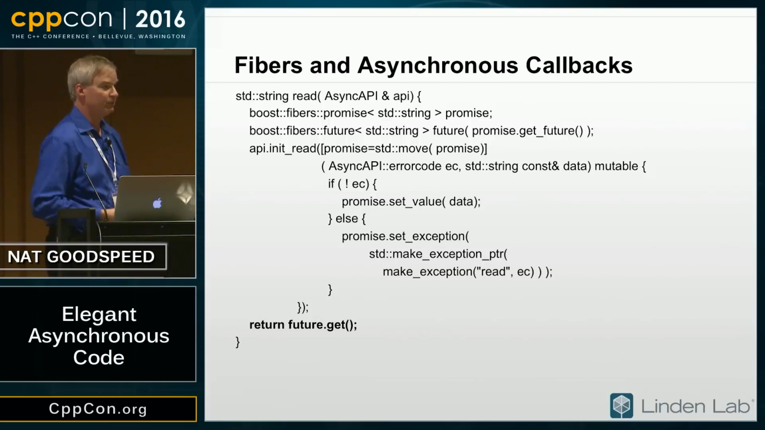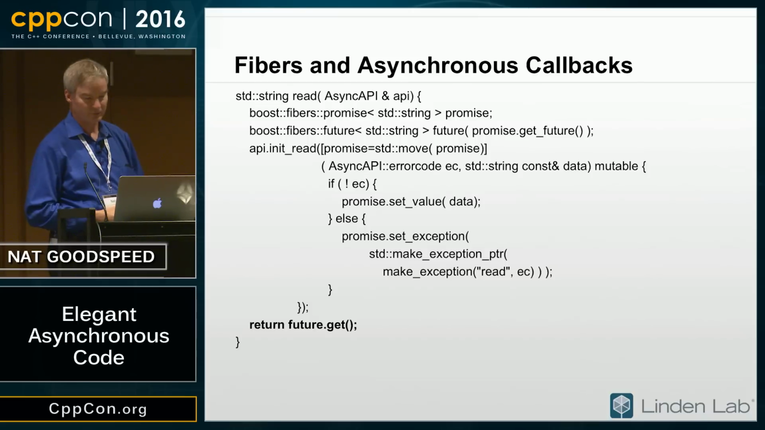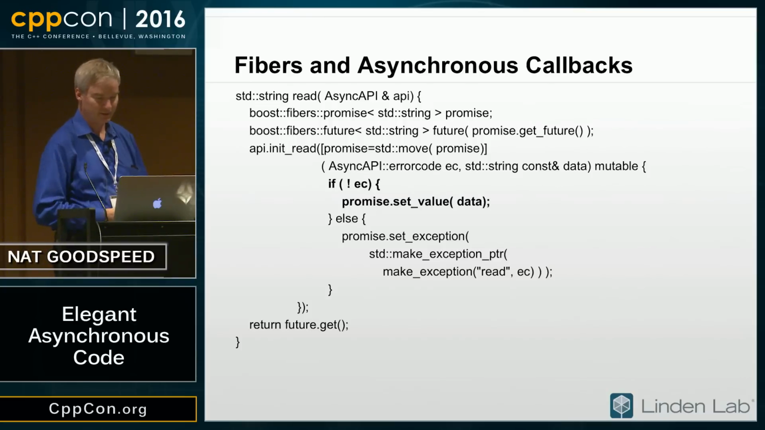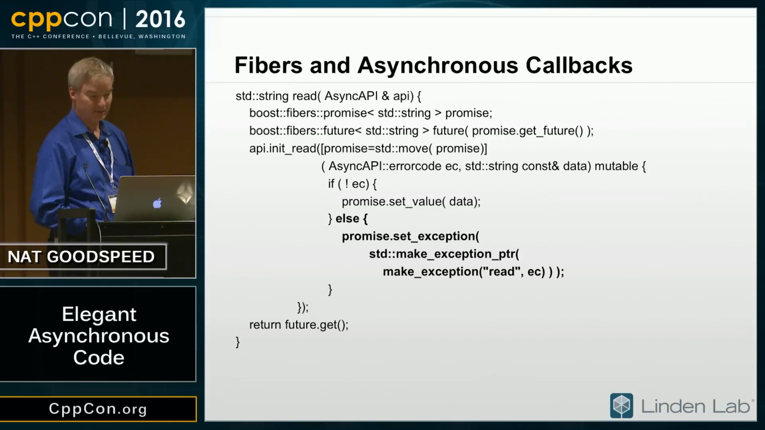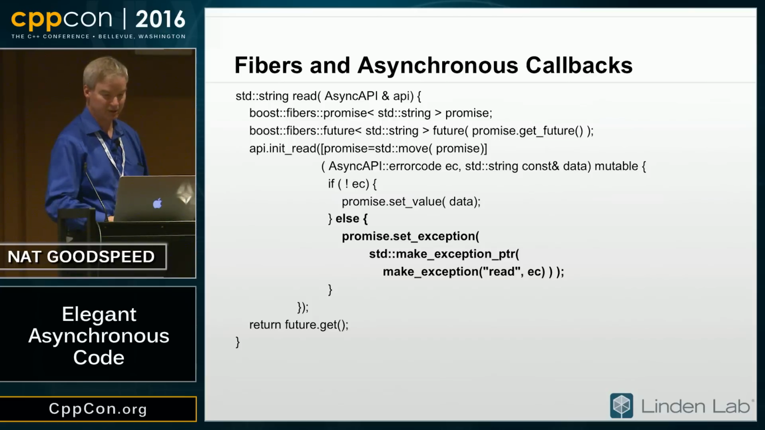Then, since init read returns immediately, we call future get. This blocks the calling fiber until the future is fulfilled one way or another. Remember, this is a fiber future. Eventually, the operation completes and the lambda is called. If the passed error code indicates success, we can call promise set value with the passed data. But if the operation failed, we can instead call promise set exception.